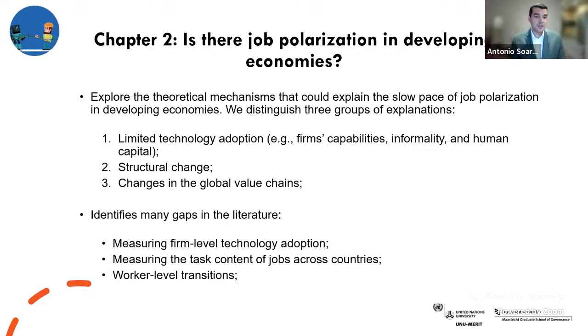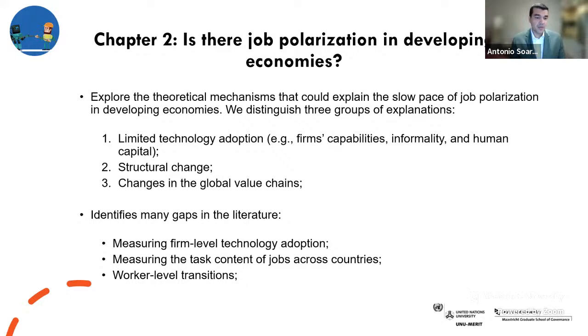The second one relates to structural change, in the sense that while most advanced economies are moving from manufacturing to services, we still observe industrialization in many emerging and developing economies. The last one relates to changes in global value chains, as advanced economies offshore routine work to developing economies, thus increasing the employment and wages of those workers in the receiving economies. We finalize and conclude the chapter by identifying many gaps in the literature.